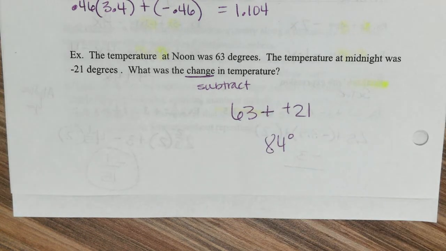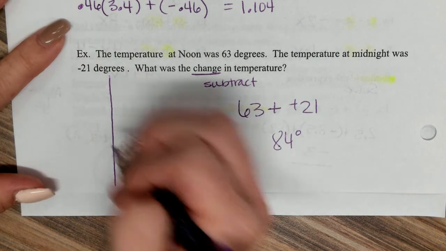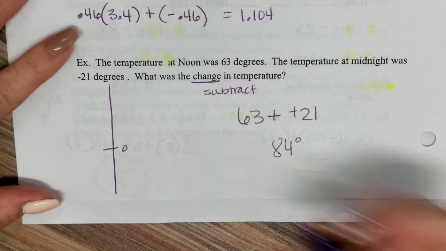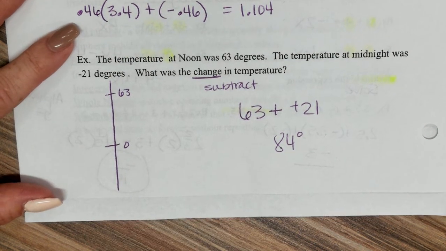Now, for those of you who are like, how does that make sense when it was a change in temperature? Let's look at it on a thermometer. So here is a temperature reader. Zero's here, yes. Where would 63 be? Above 0, right up here. Where would negative 21 be?